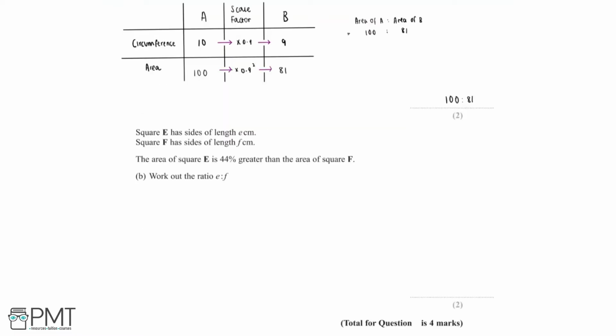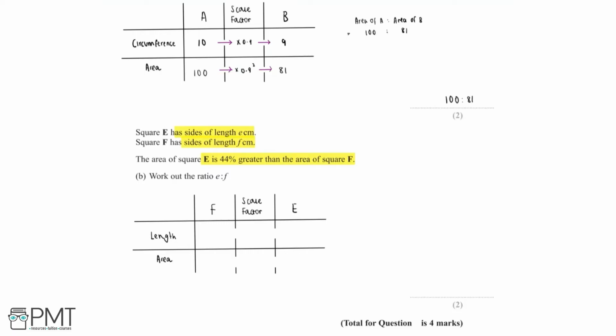Now we need to apply a similar principle in part B. We're told that square E has sides of length E centimeters, and that square F has sides of length F centimeters. The area of square E is 44% greater than the area of square F, and we need to work out the ratio E to F, where E and F are the lengths of square E and square F. Now we can use a very similar table to the table we used in part A, except this time we know the ratio of the area.